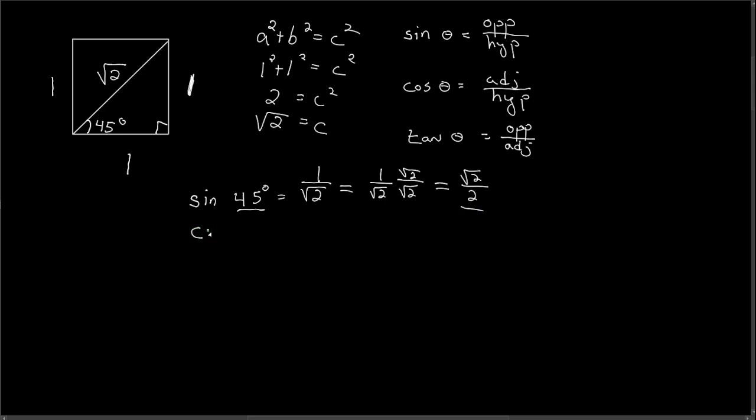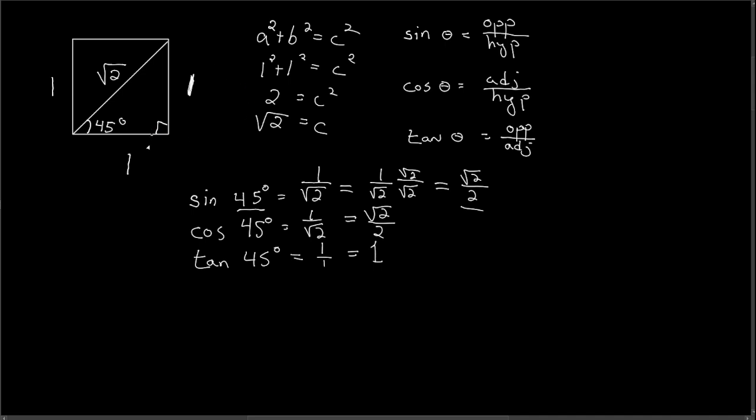We'll look for the cosine of 45 degrees, which is the adjacent side over the hypotenuse, or 1 over root 2. The same process gives us root 2 over 2. And then the tangent of 45 degrees is opposite over adjacent, or 1 over 1, which equals 1.